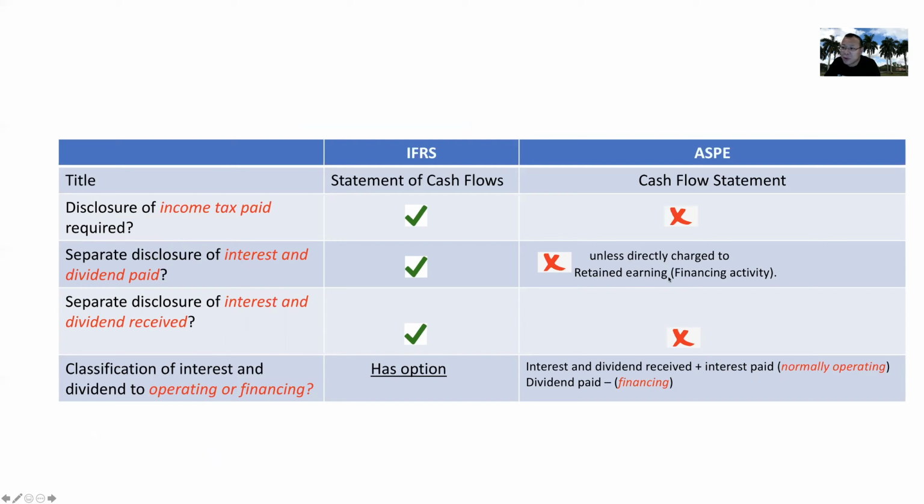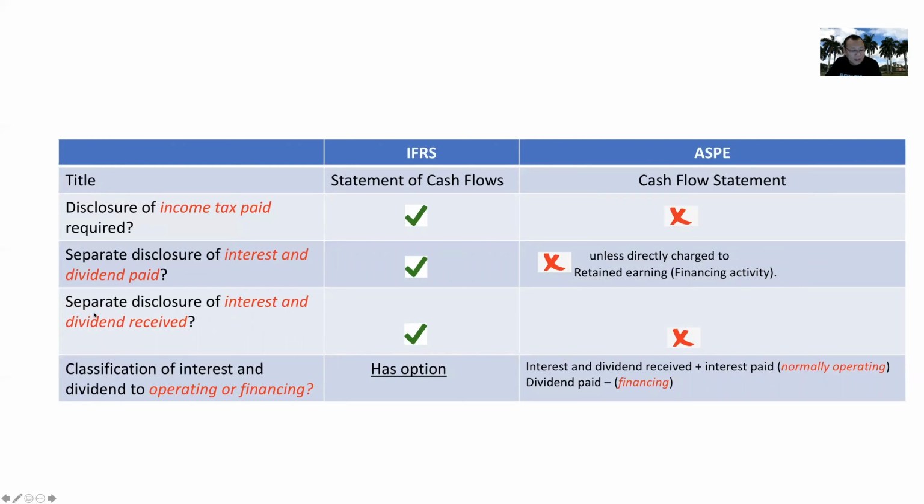So for example, under ASPE, if you issue the dividend to shareholders, if you remember the journal entry, you are going to debit retained earnings. In that case, you have to disclose dividend paid to shareholders under financing activity.